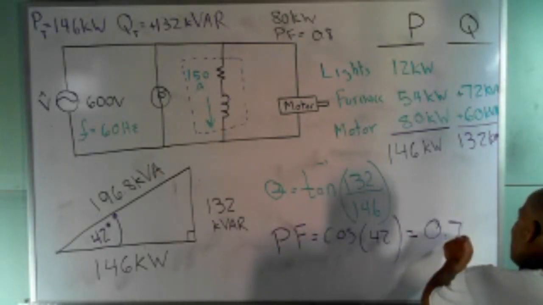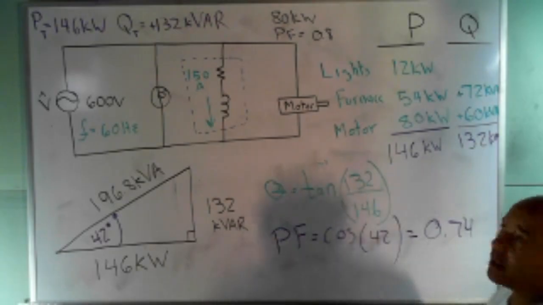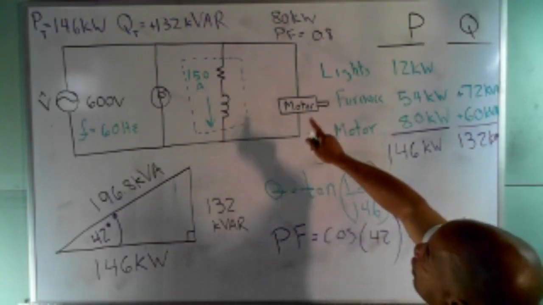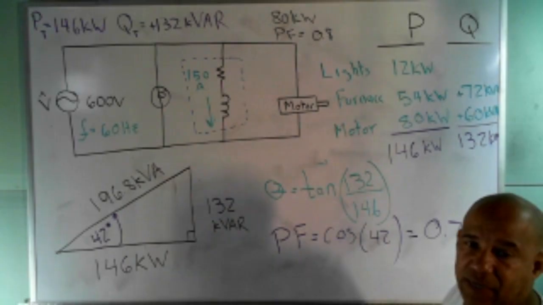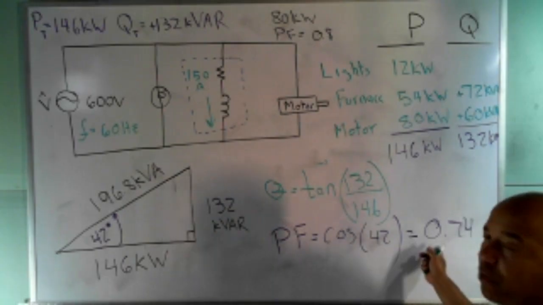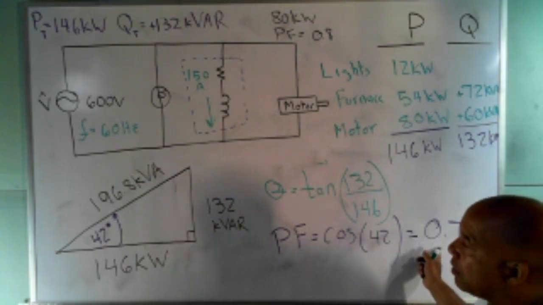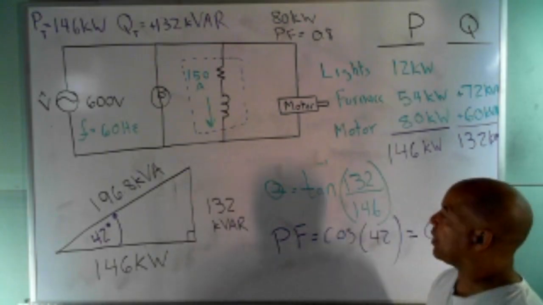0.74. 0.74. So you see what we did? If you go below 0.85, they're going to penalize you. We're down at 0.74. Now you got to remember what's happening here.